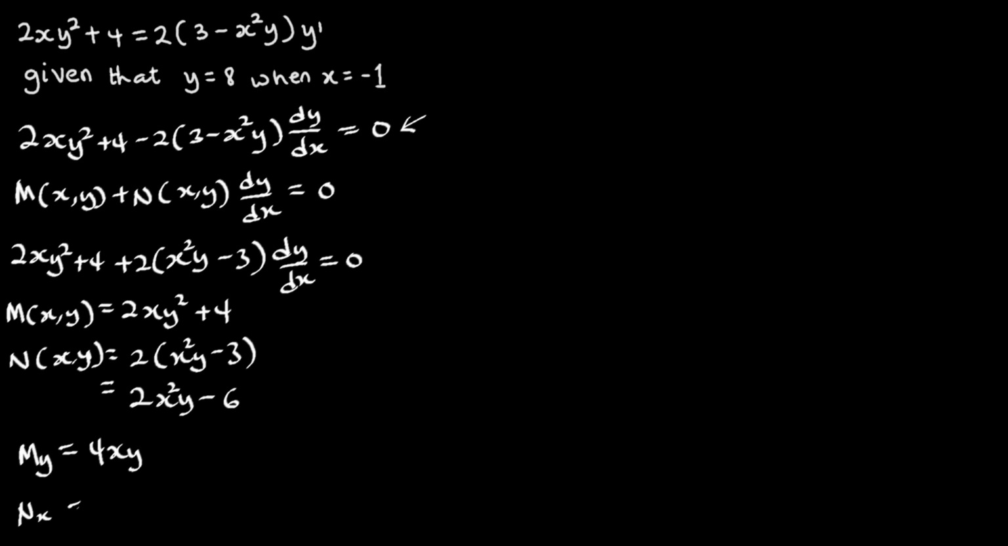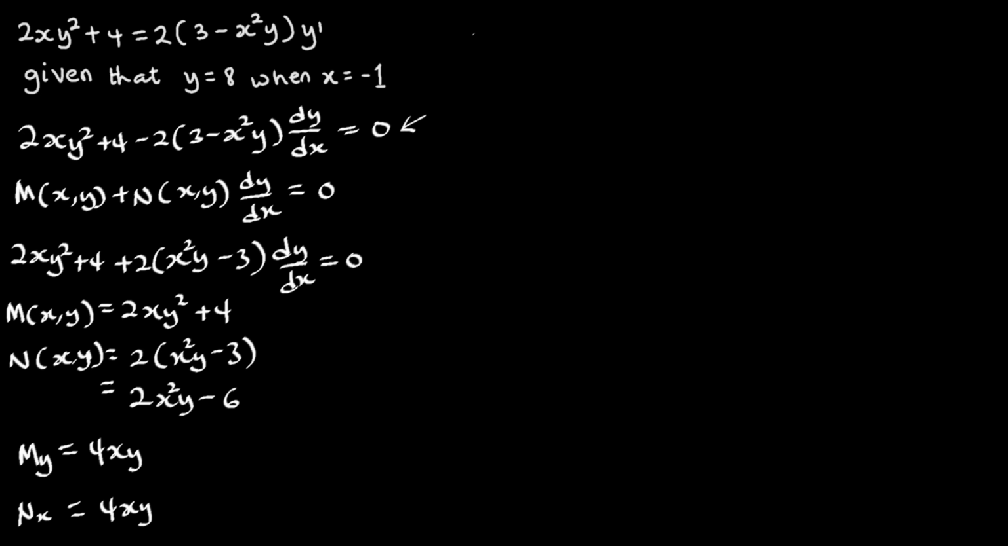When you do that, we are going to get 4xy again. So you will see that the partial derivative of M of x,y with respect to y is the same as the partial derivative of N of x,y with respect to x. From here we can go ahead and find a solution to the differential equation.